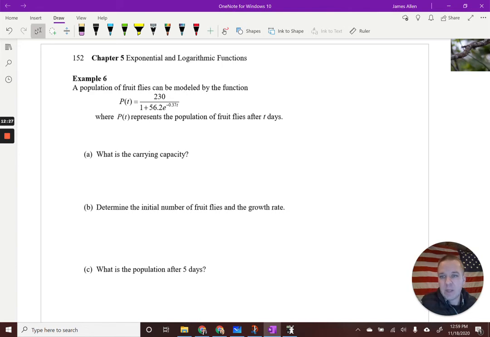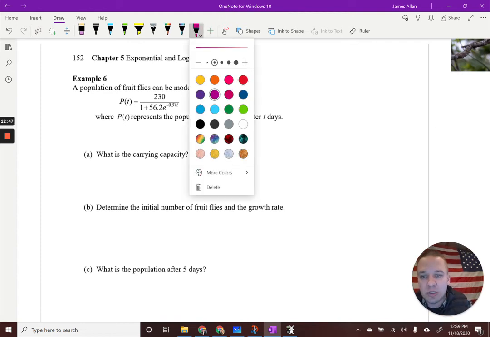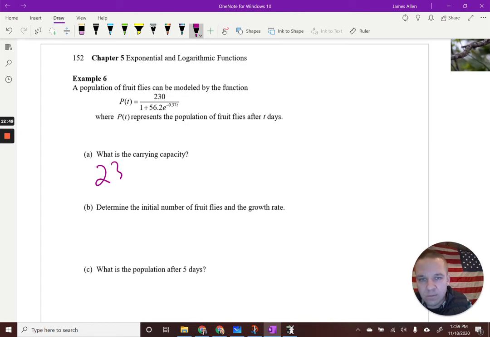Here's why. Okay. So we got this function here where P of T represents the population of fruit flies after T days. What is the carrying capacity? Again, these are problems that we might ask just on the SAT. No math really involved. It's just asking if you understand what's going on with this particular function. Well, for our carrying capacity of this one, it is 230 fruit flies. Okay, that is our C value up in the numerator.